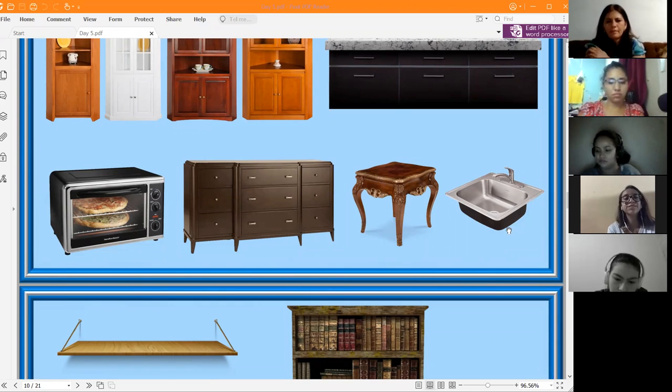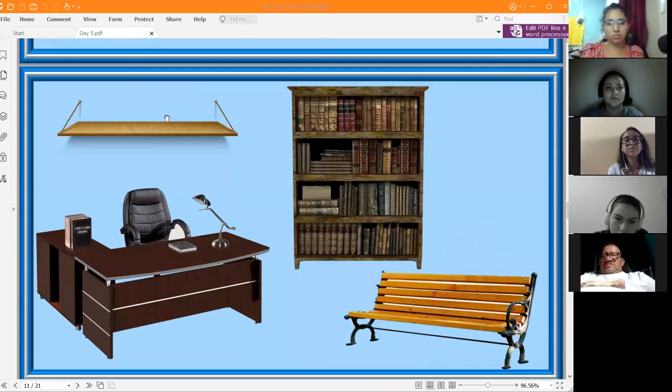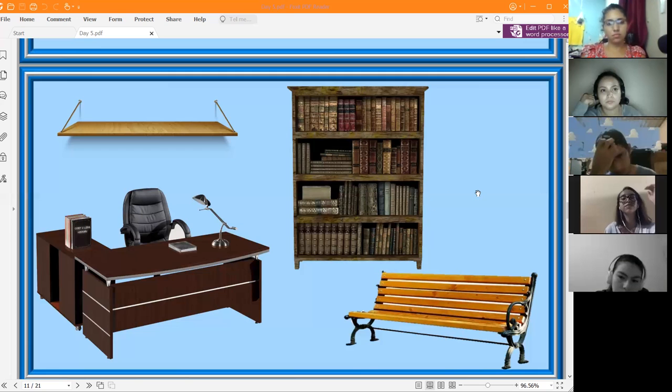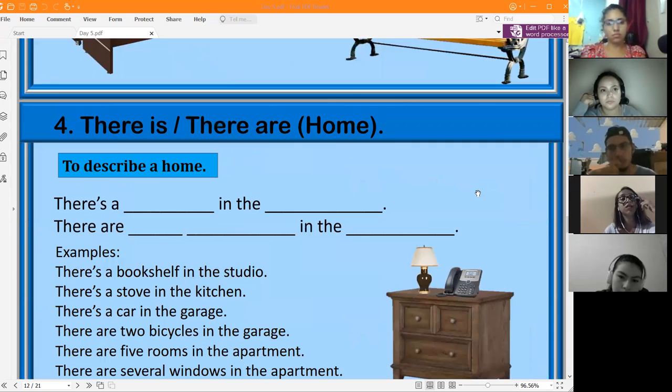Sink. Very good. This one. What's this? Shelf. It's a shelf. And this is a shelf. Bookshelf. This is a bookshelf. And this one. Desk. What about this one? Bench. This is a bench. Office bench. Okay. Office chair. Excellent. That's nice.